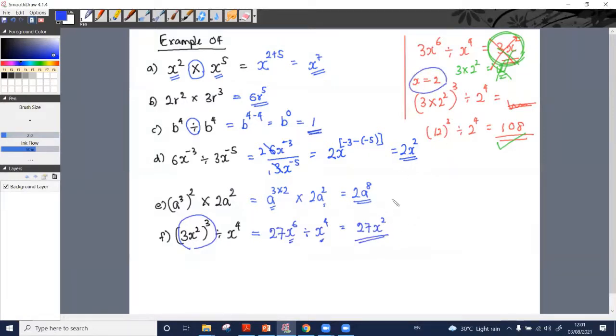Now let's substitute again for the answer we got here. 27 into 2 squared. Instead of x, I have substituted 2. What is the answer? 27 into 4, that is 108. Yes, we are getting the same answer. So most of you forgot to find the power value of this one, which is also within the bracket. The power value of everything inside the bracket must be considered. Got it? Okay.